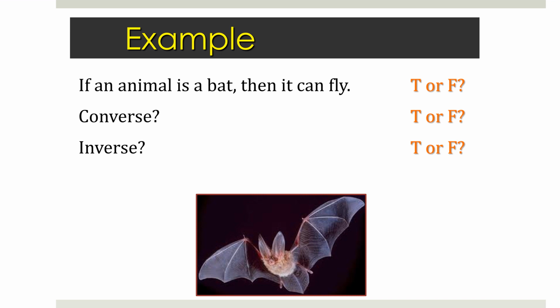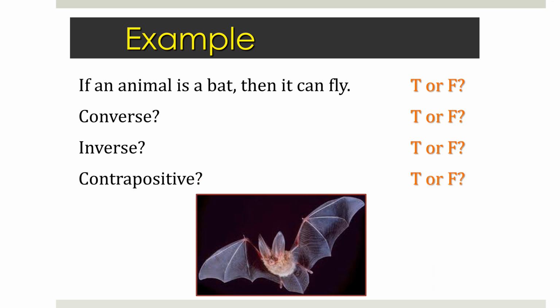What's the inverse? If an animal is not a bat, then it cannot fly. That one's a little tricky to figure out, so don't bother. Just look at what we had for the converse. We said the converse was false, so therefore the inverse has to be false.